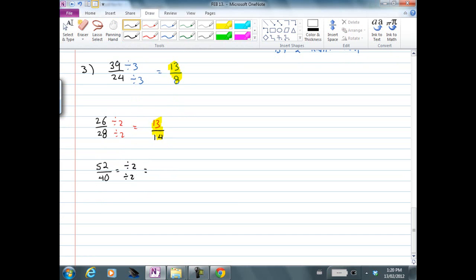Devin, 52 divided by 2 is? 26. Gurjot, 40 divided by 2 is? 20. I ask myself, can I divide this one more time? Sufyan, can you divide again? So let's do this again. 26 divided by 2 is? 13. And see, if you don't know what the largest number is, take your steps. It works out perfectly then. And guys, gals, you got 13 over 10.